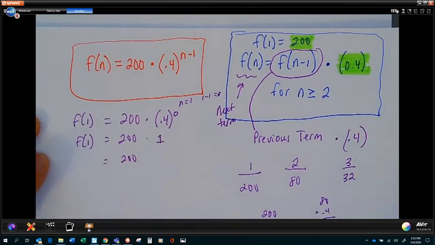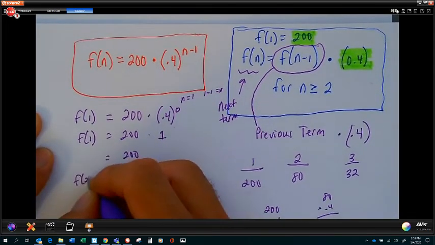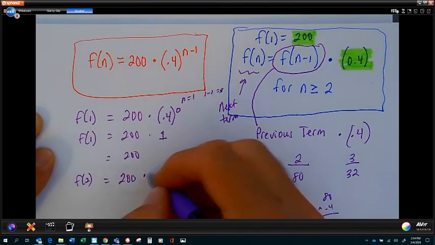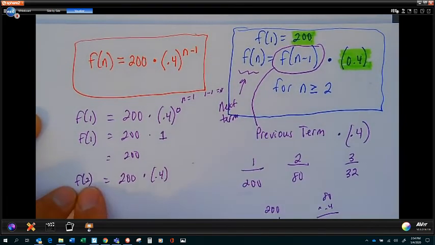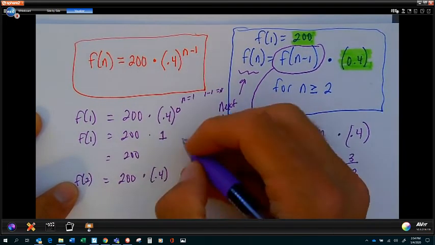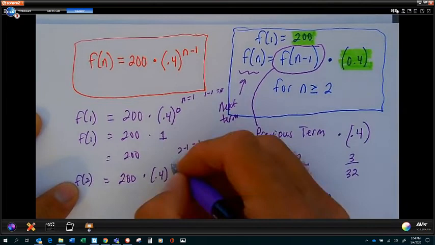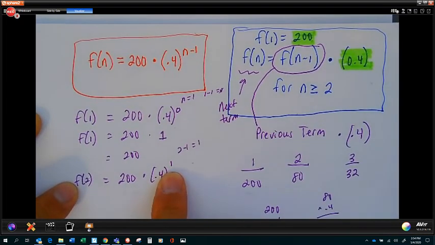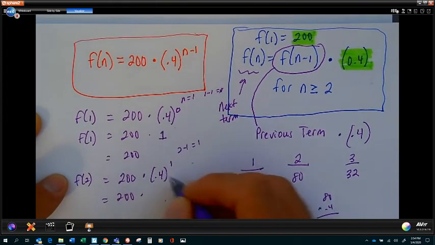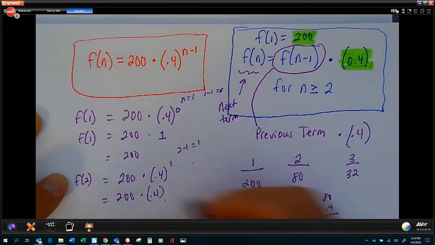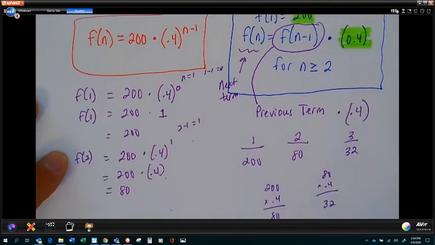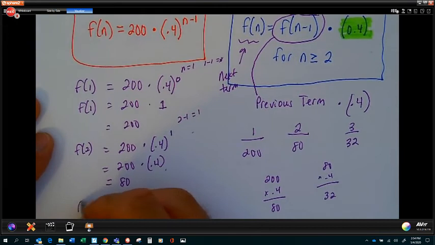We already knew that. But let's say I wanted to find the second term in the sequence. I take 200, again just copying the formula, times 0.4. Now n equals 2, so in my formula, n minus 1, 2 minus 1 would equal 1. So now I take it to the first power. Anything to the first power is itself. So 200 times 0.4 to the first power is going to be 0.4, and we know that's going to give us 80.